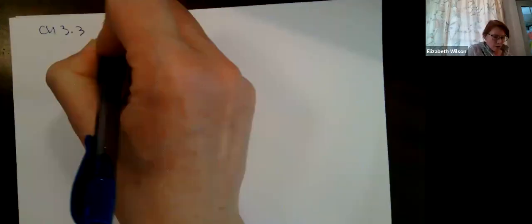Okay, so with that said, let's go ahead and finish up with chapter 3.3. So let me make sure this is here on the screen. Okay, so chapter 3.3, we were talking about discrete random variables.